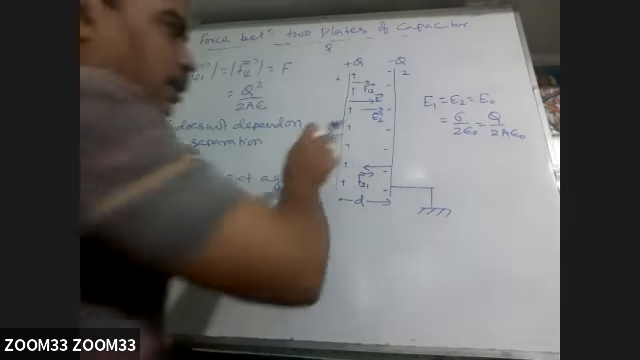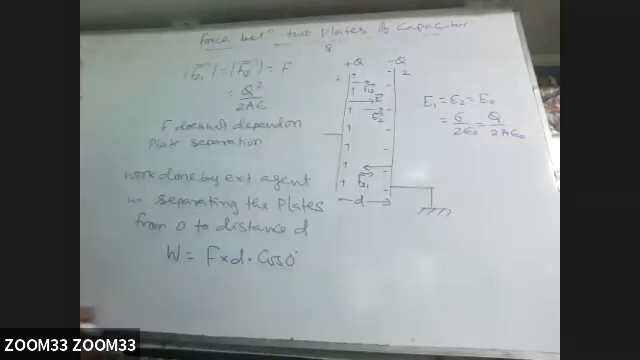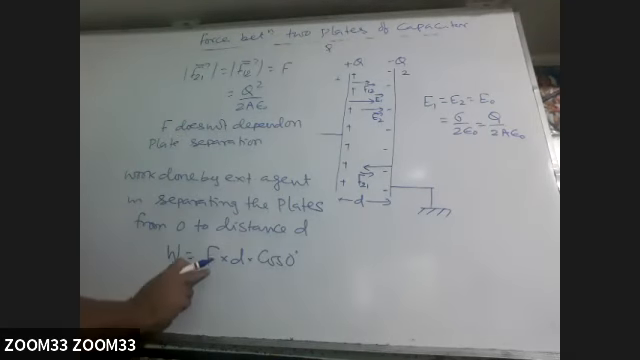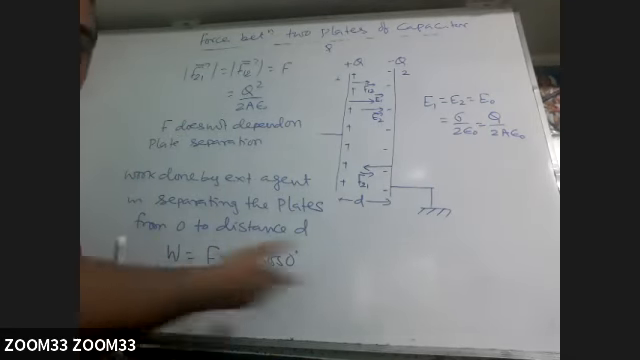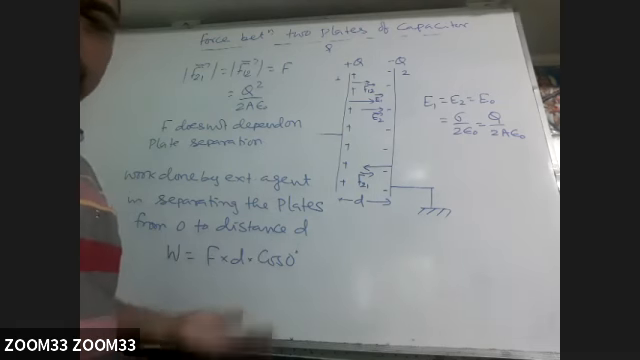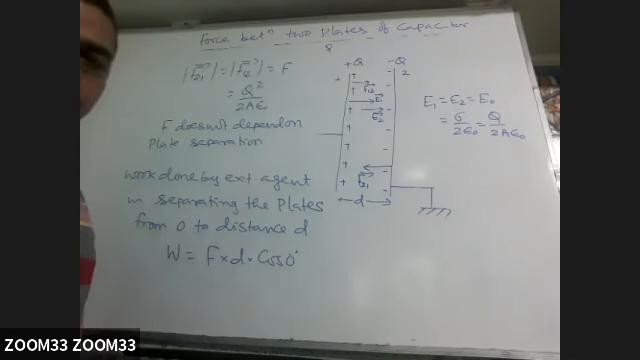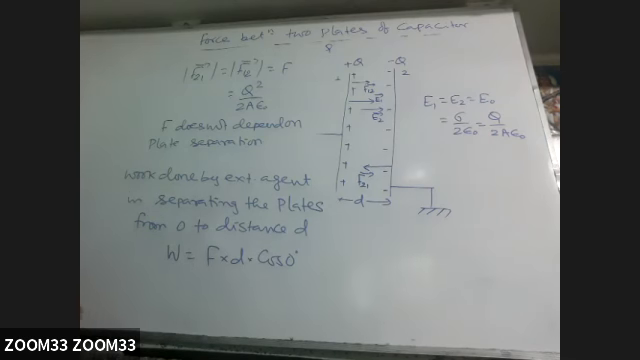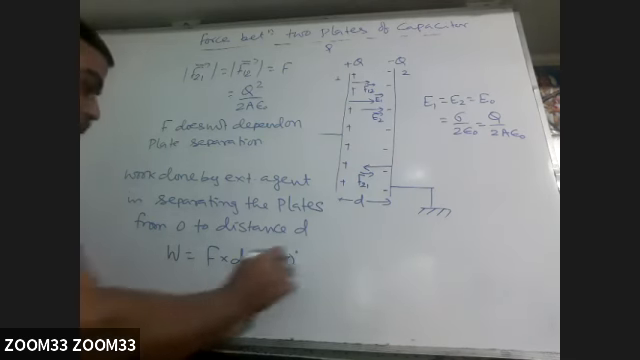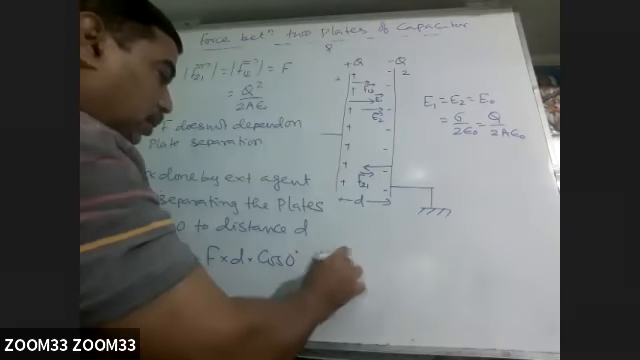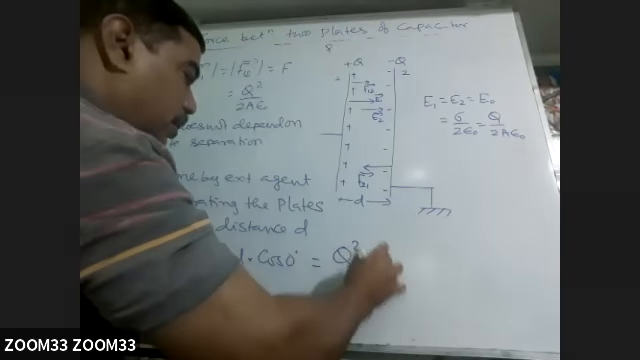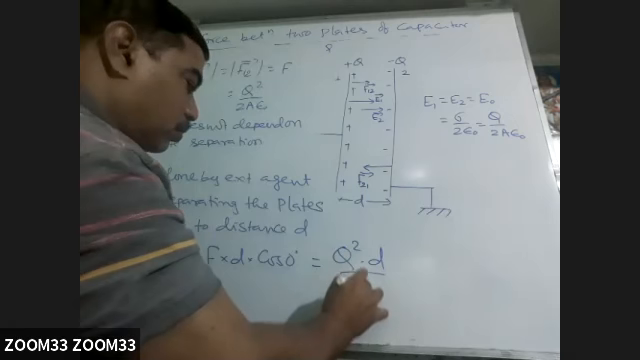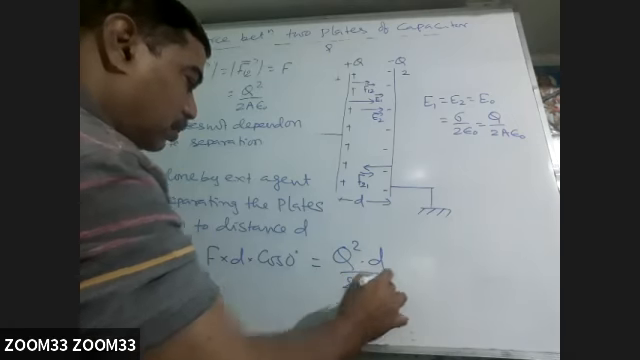But the external agent will have to apply force in the opposite direction. And the force is constant, so we can easily apply this formula. No need to do the integration or plot the graph. So it is a constant force. So simply what will this work done be? Q square d over 2 A epsilon naught.